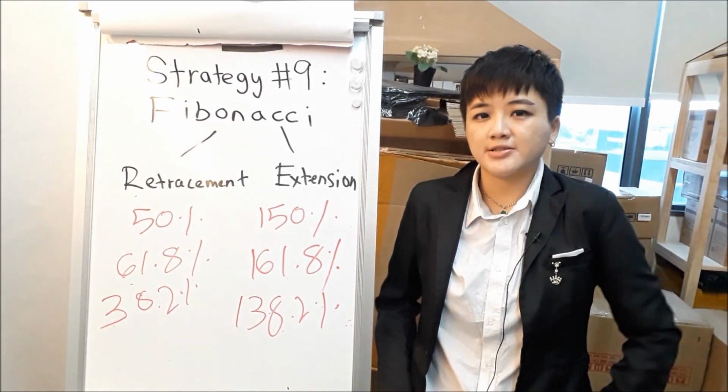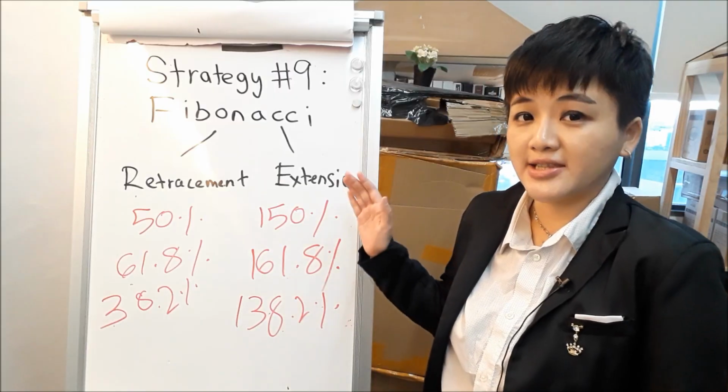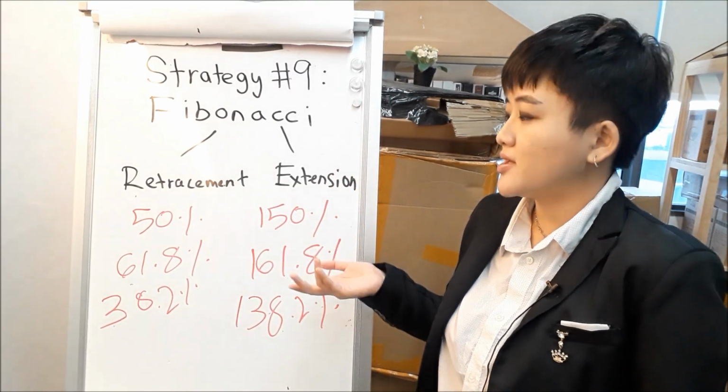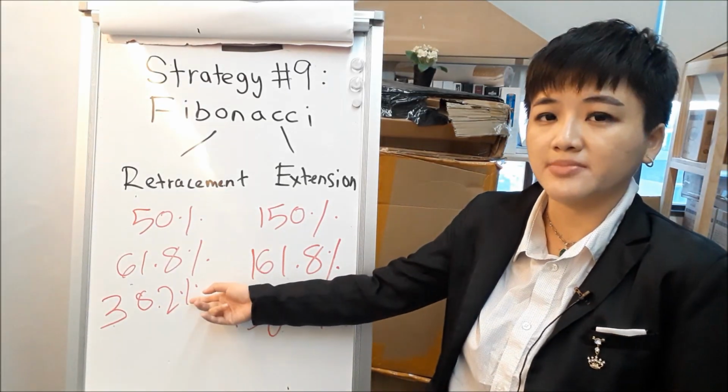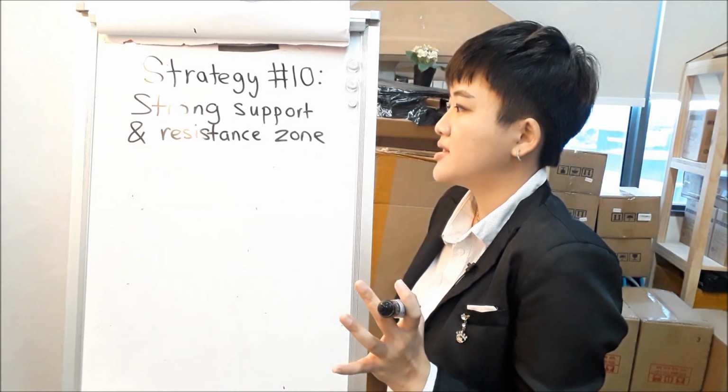So when it comes to Fibonacci, you don't have to really use these numbers because these are the default numbers. There are some traders, they'll come up with their own numbers and then they will just enter based on those numbers. The next strategy is TP at a very strong support and resistance zone.